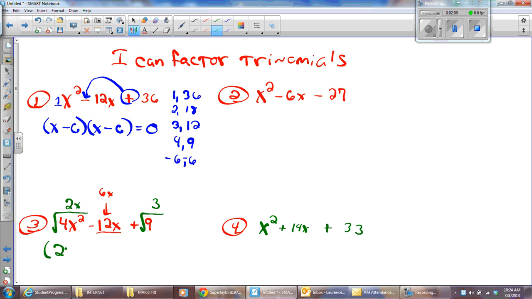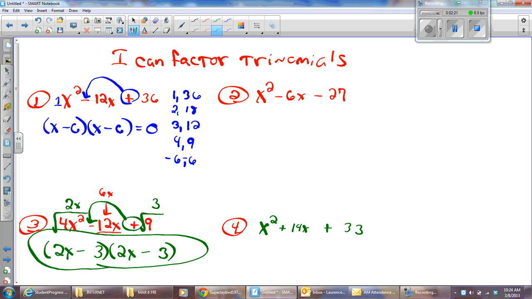I'm going to have a 2x minus 3 in the one quantity and a 2x minus 3 in the other quantity. I've got a plus in the back. It's the Wendy's double stack, and I make them both negative. All right, there we go. Now we're going to do the trinomials with the lead coefficient of 1. So we'll do problems 2 and 4.